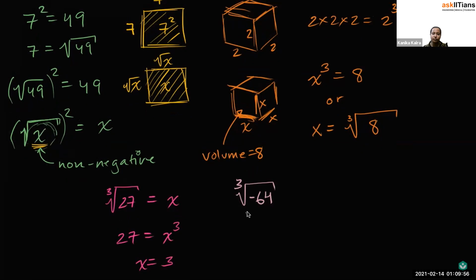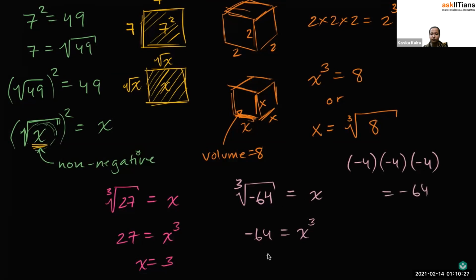Well, if I cube something, can I get a negative number? Sure. If I say this is equal to x, this is the same thing as saying that negative 64 is equal to x to the third power. Well, what could x be? What happens if you take negative 4 times negative 4 times negative 4? Negative 4 times negative 4 is positive 16, but then times negative 4 is negative 64. So x could be equal to negative 4.